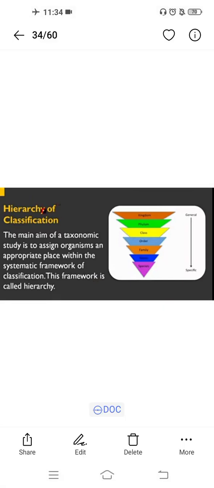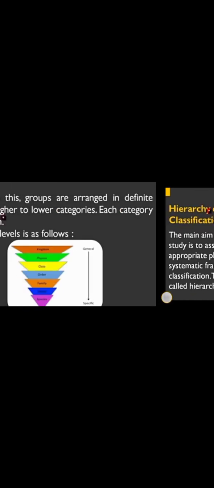First of all, the organisms are classified into kingdoms. Then after that they are classified into subgroups, that is phylum. Then class, order, family, genus and species. This is known as the hierarchy. This is the framework in which the organisms are assigned.